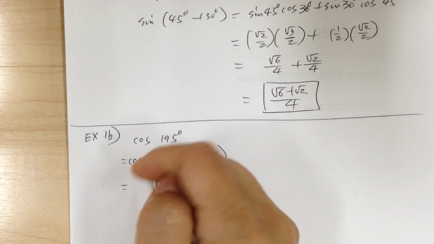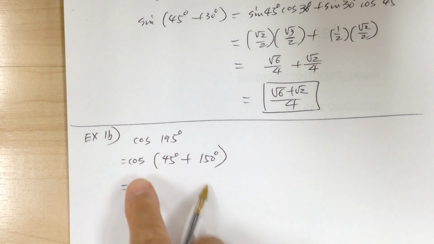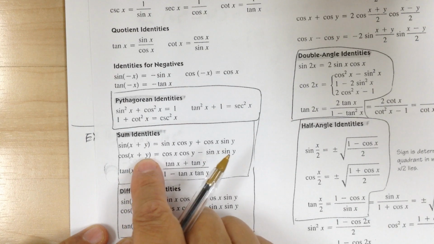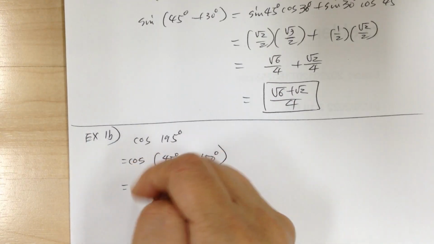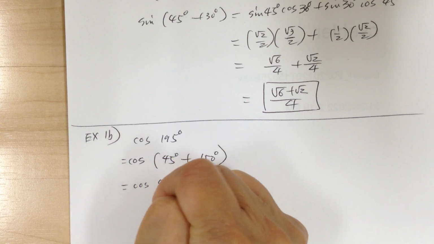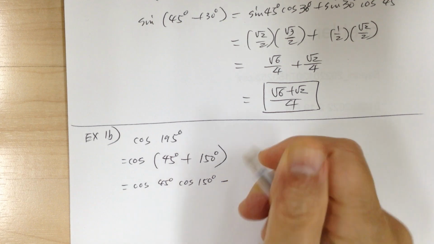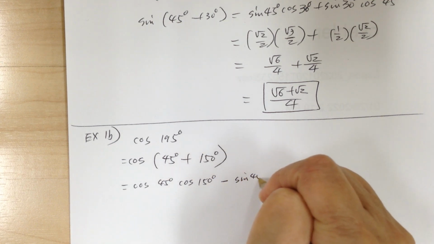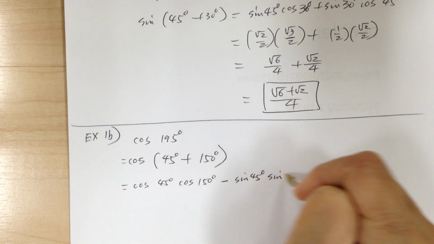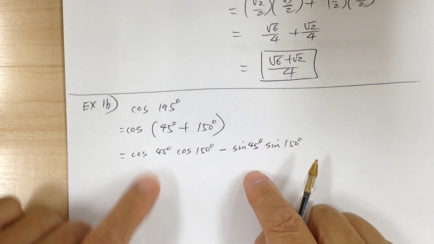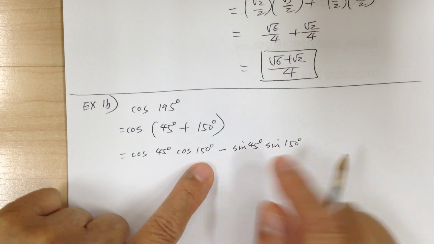Again, use your identity. This one is cosine, and this is a sum, so you have to use this formula over here. So you just use the formula. This equals cosine of 45 degrees cosine of 150 degrees minus sine of 45 degrees sine of 150 degrees. Now you have to draw two triangles, one for the 45 and one for the 150.